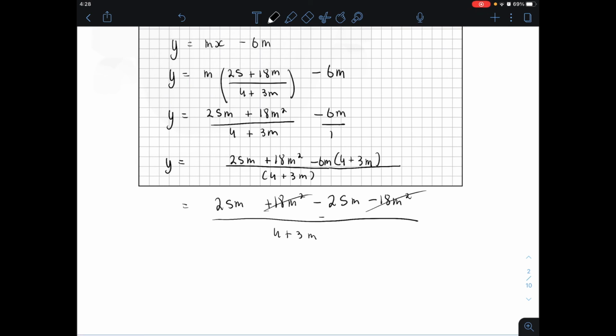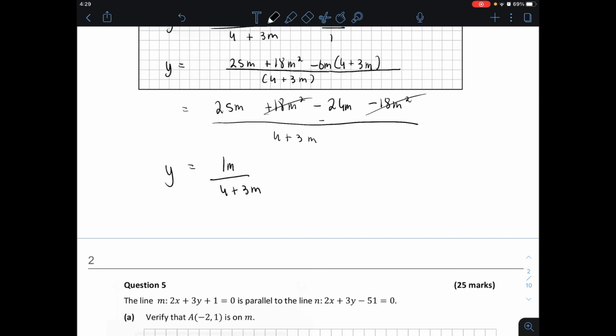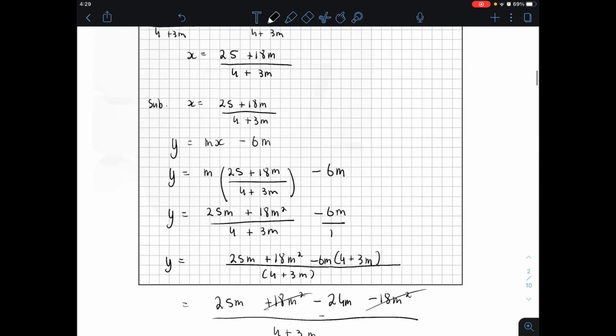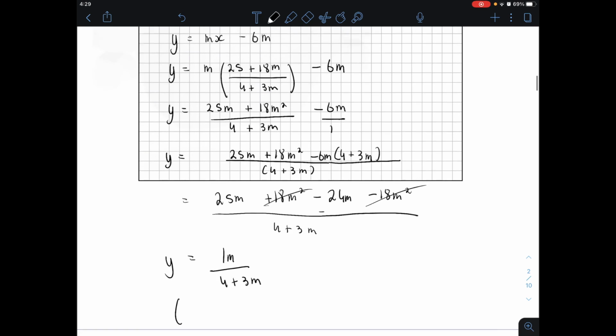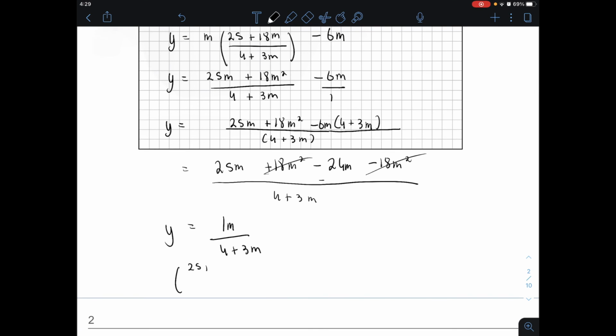Our 18m squareds cancel. And that leaves me with 25m minus 24m, which gives me 1m over 4 plus 3m. So that leaves me with our coordinates of x as 25 plus 18m over 4 plus 3m, and our y coordinate of m over 4 plus 3m.